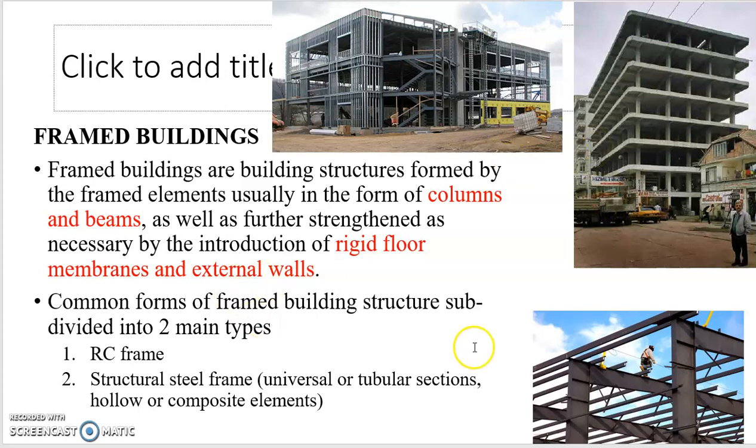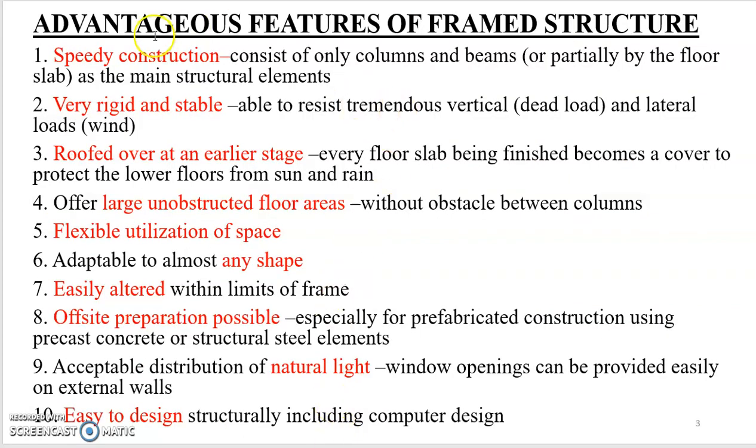So the frame structures are again subdivided into two main types on the basis of the materials used for their construction. The first one is RC frame or reinforced concrete frame. The second one, structural steel frame. It may be either tubular sections or made up of hollow composite elements. So, what are the advantageous features of frame structures?